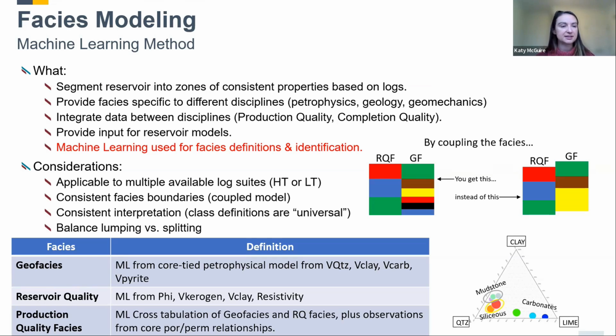So the resulting classes still have to be QC'd. This is not a hands-off process. This is very much a hands-on iterative process. The interpreter needs to make a designation of what classes can be lumped or split based on the needs of the model and what's appropriate.